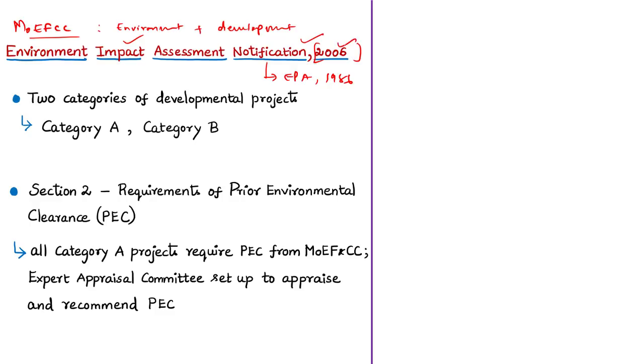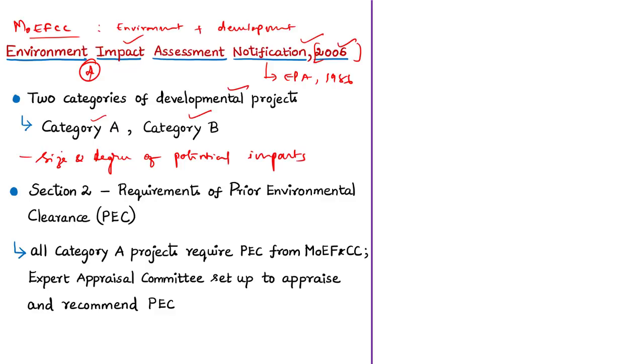This notification has categorized the developmental projects into two different categories. These categories are called Category A and Category B projects. This categorization is based on Section 4 of the EIA notification of 2006. The categorization depends on two things, that is the size of the project, and the other aspect is the degree of potential impacts on human health and natural and man-made resources. This categorization of projects can be seen in the schedule of the given notification.